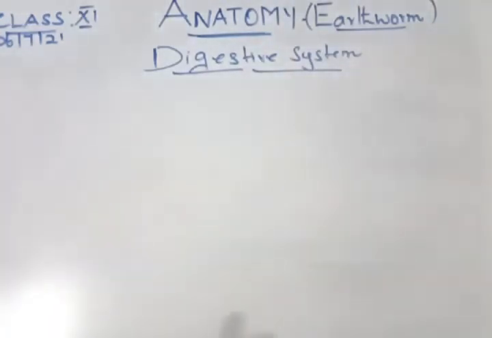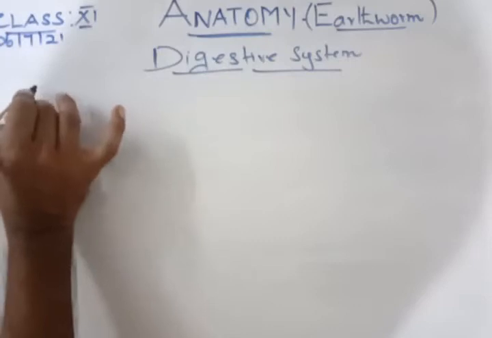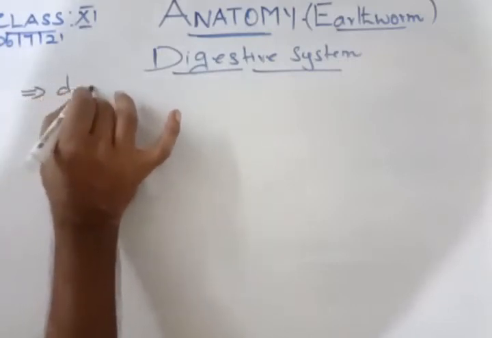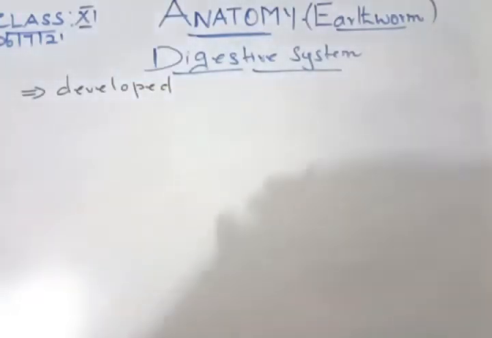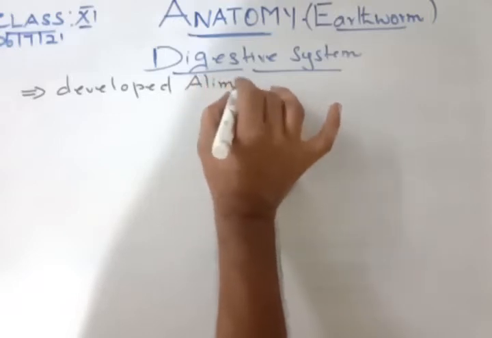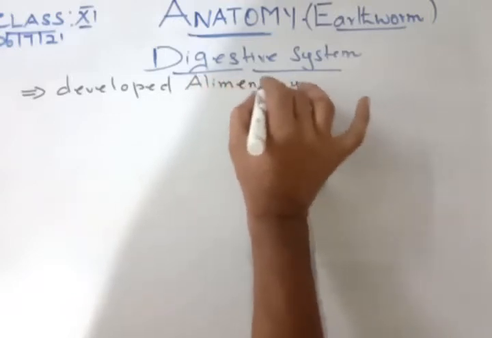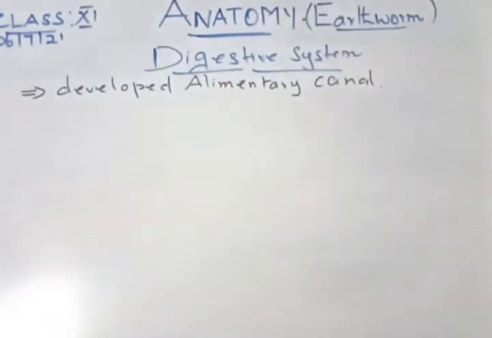A very important question and topic that we are discussing now is the digestive system. When we talk about the digestive system of the earthworm, it is well developed. Why is it well developed? Because it has a well developed alimentary canal. So that is number one.